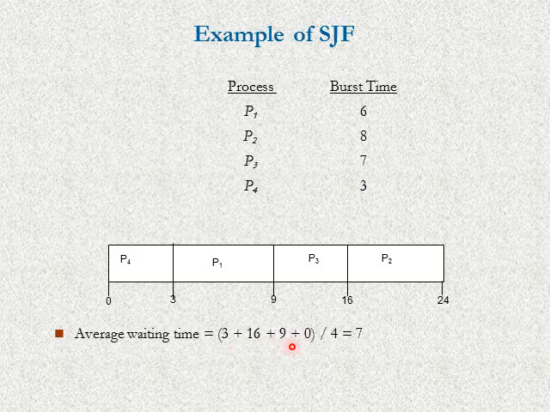Once you add all of them, you get 28, and you divide it by the number of processes, that is 4. So you get the average waiting time for this particular scenario, that is 7. In the previous session we had an example and calculated the average waiting time for first come first served, and in this example you are now able to find the average waiting time for shortest job first.